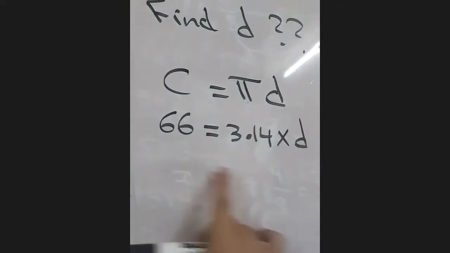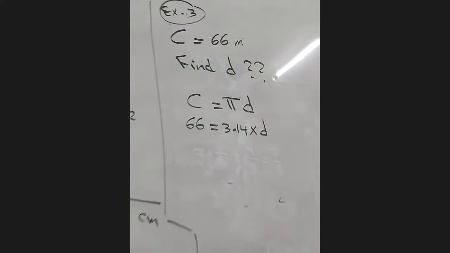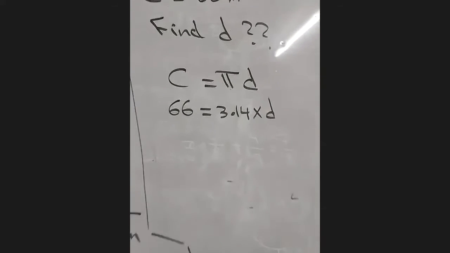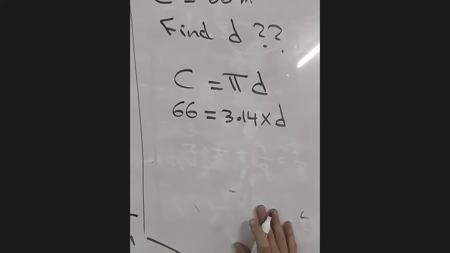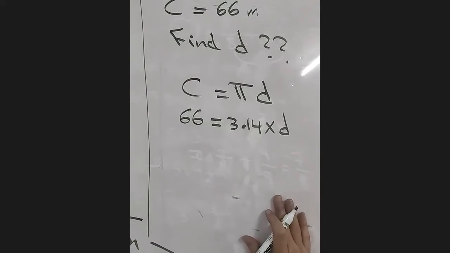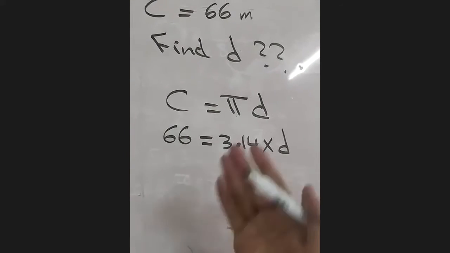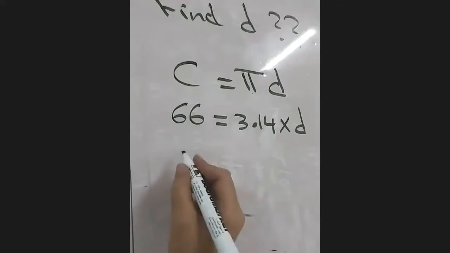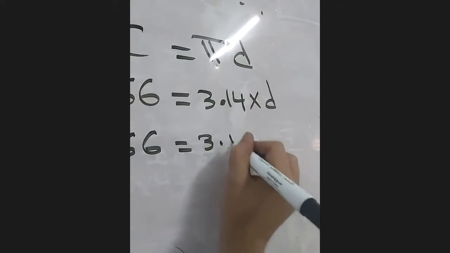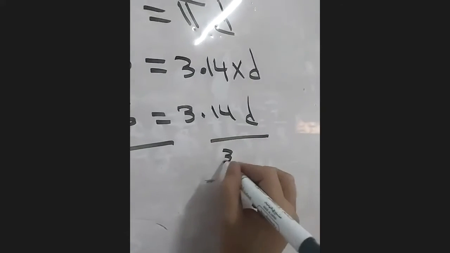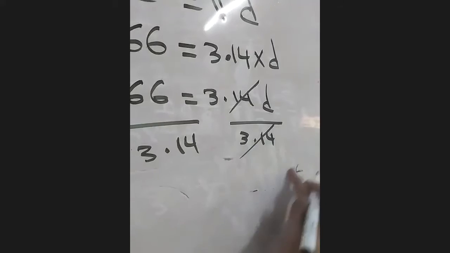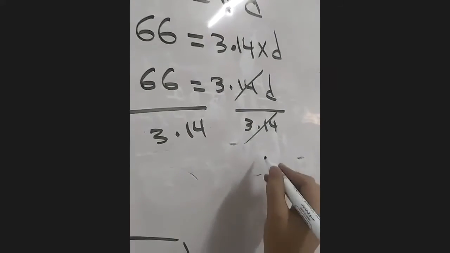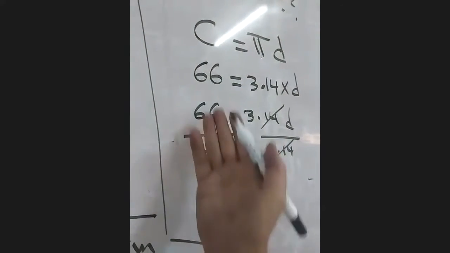Now, what we have here is a one step equation. If we have multiply, what will we do? Divide. Divide on what? Divide on 3.14 in both sides. Yes, we divide on the coefficient, guys. One step equation. So 66 equal 3.14D. We divide both sides on 3.14 so that these go. What's still here? D. D equal. Now we divide these two numbers.